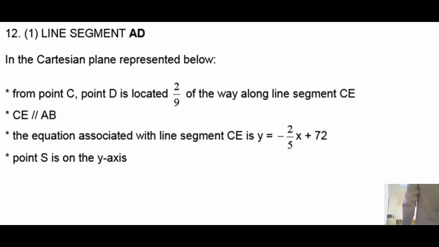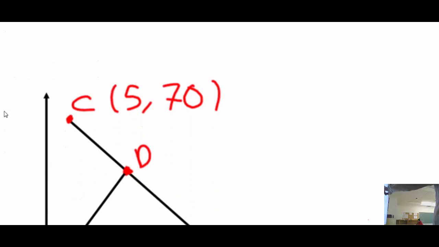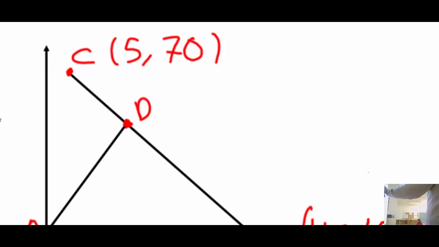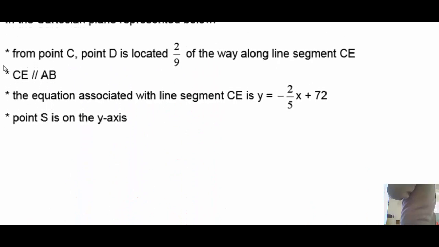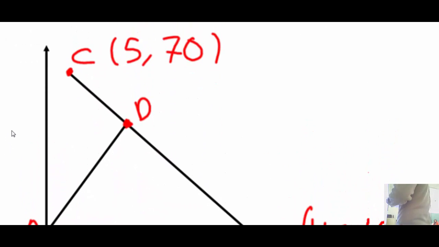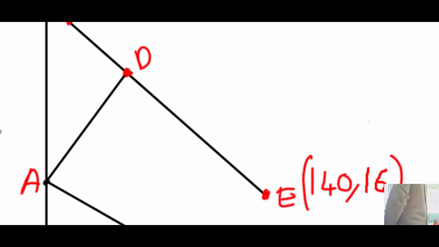Alright, line segment question. In the Cartesian plane represented below, from point C, D is located 2 divided by 9 of the way along the segment CE. So D is located 2 divided by 9 from point C, and let's keep reading.